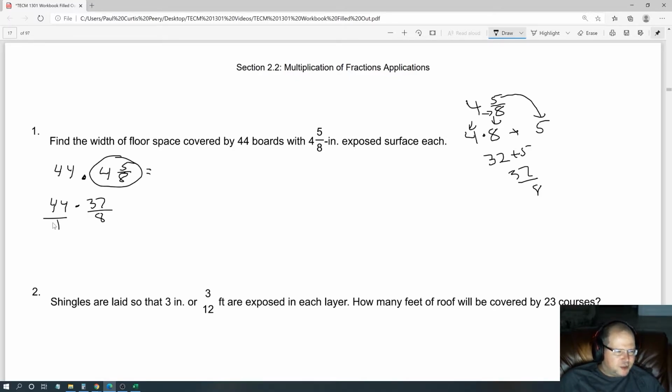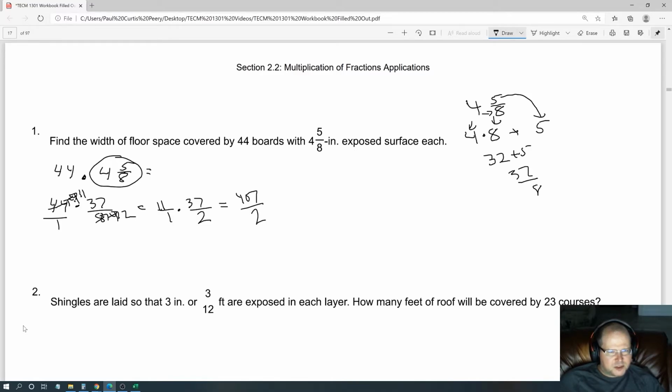Now, when you multiply fractions, you just multiply straight across. So it's going to be 44 times 37, 1 multiplied by 8. But before you do that, we can simplify these fractions. So we can say 44 divided by 4 and 8 divided by 4. That's the largest number I can divide into both of those, right? The result is going to be an 11, and the result of this is going to be a 2. So what we have now is 11 over 1 times 37 over 2. And what that gives you is 407 over 2.